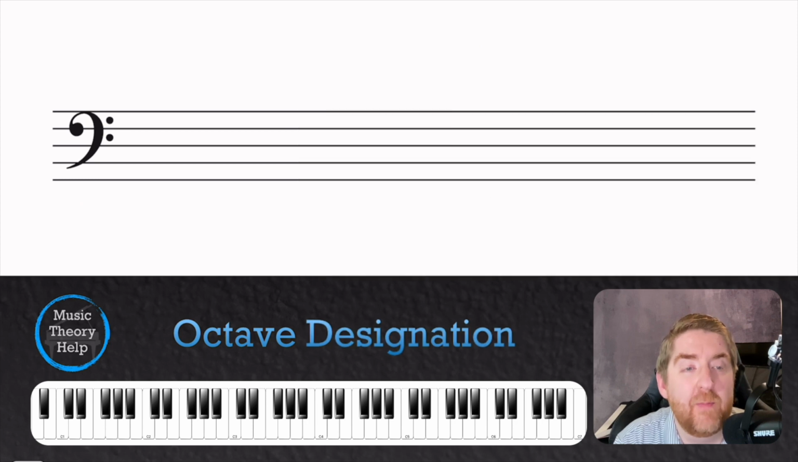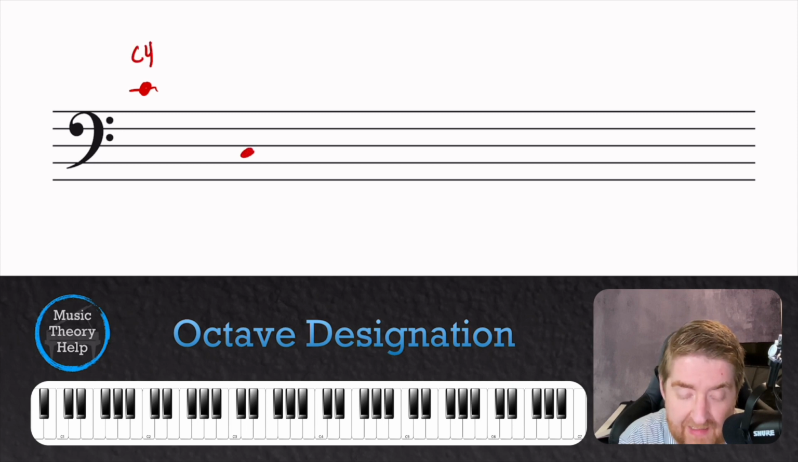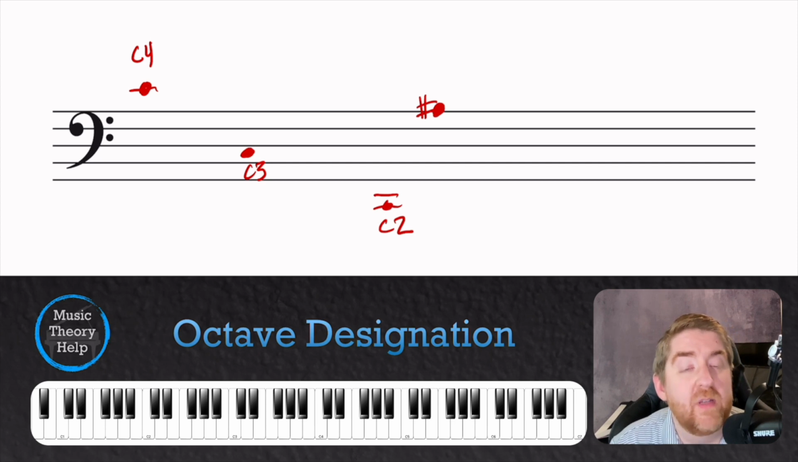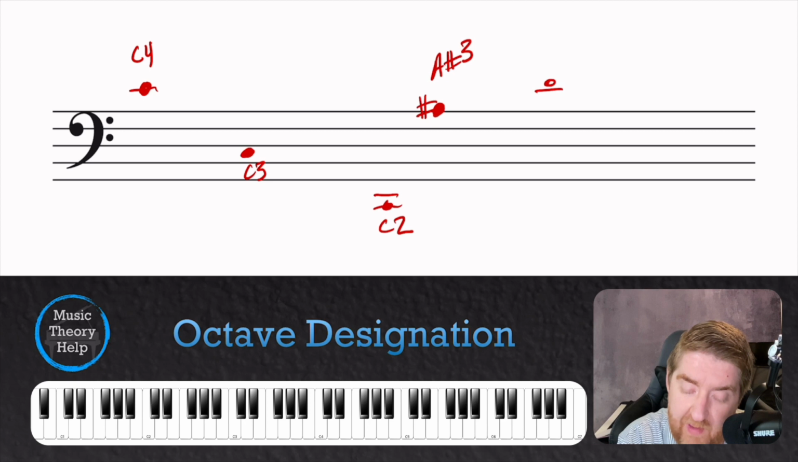Let's do the same thing in bass clef. Middle C is one ledger line above, and it's C4. The next C below is C3, and the C below that is C2. So, what is this A sharp? It's between C3 and C4, so this would be A sharp 3. What if we had D flat? It's above C4, so this would be D flat 4.